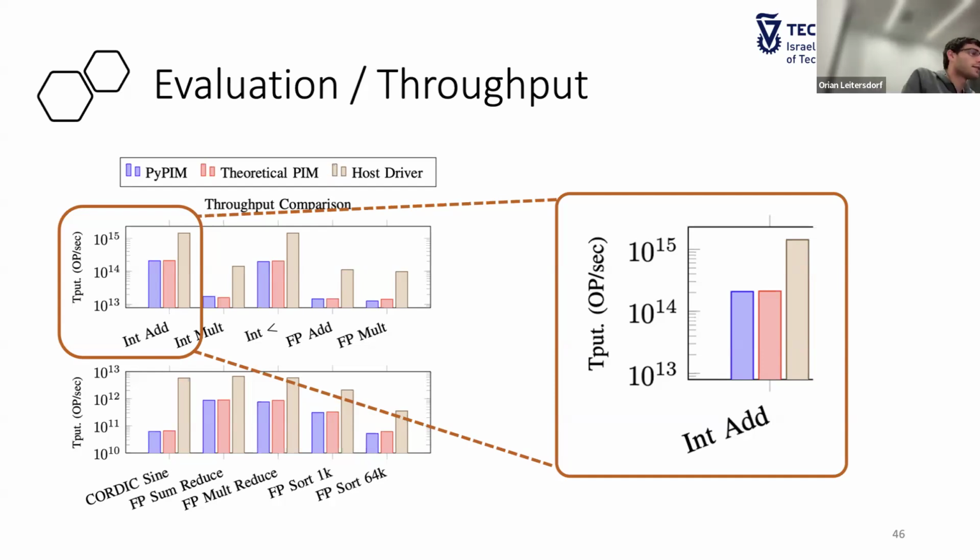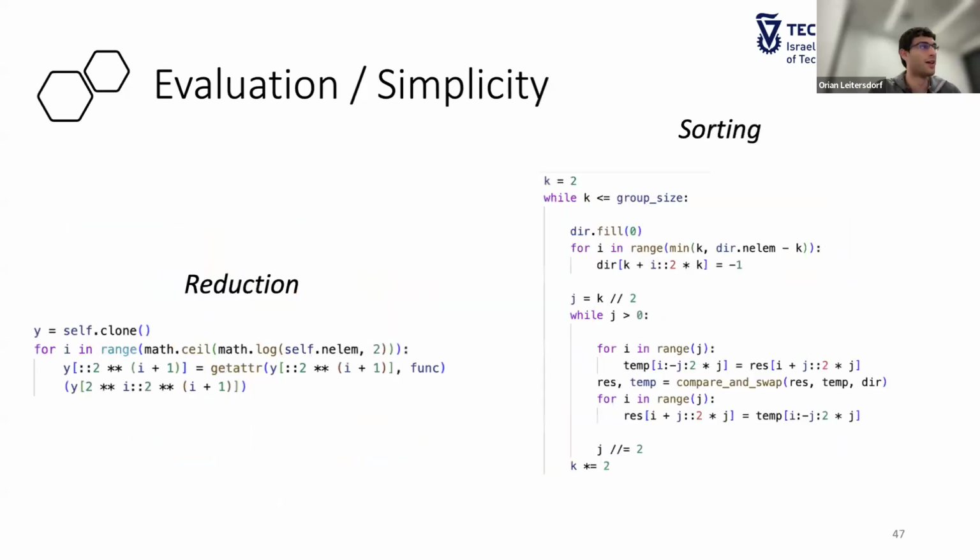So now here you also see the different benchmarks we have from addition all the way to sorting. And for each one of them, before presenting the throughput result, we verified bit exact correctness, whether floating point or integer operations, compared to a NumPy implementation. And in terms of simplicity, what we see here is the implementation of reduction and sorting behind the scenes, what's happening inside the Python library. You could have also done it yourself on top of the Python library.